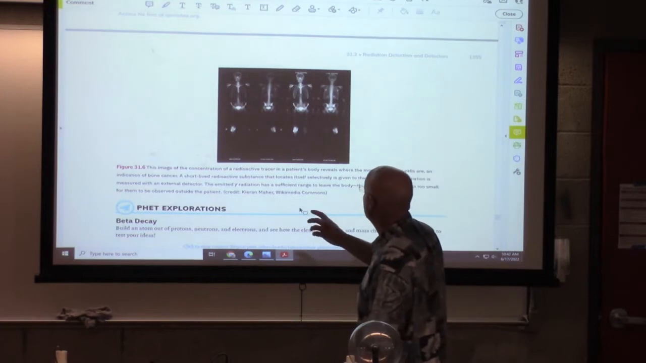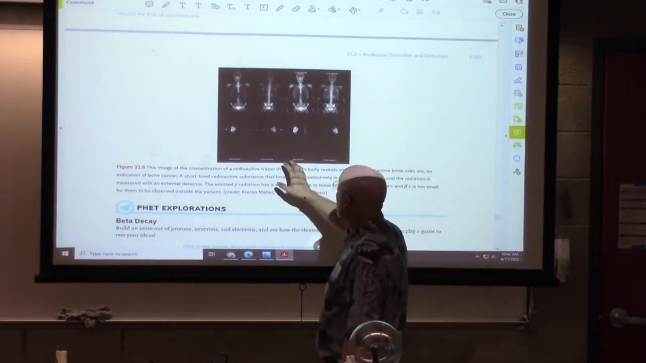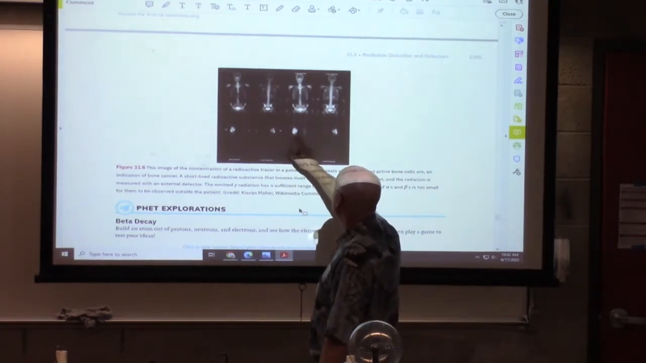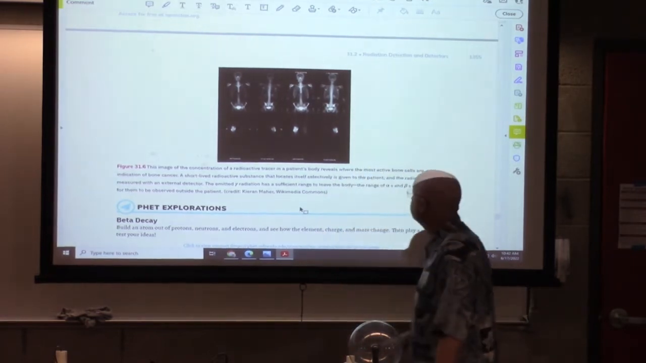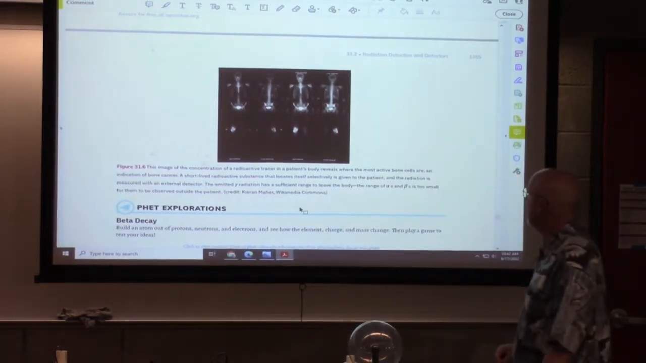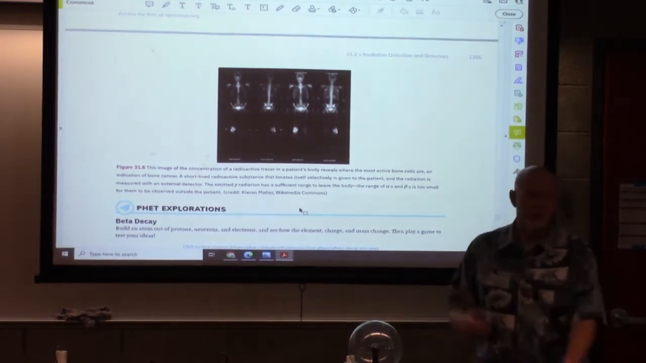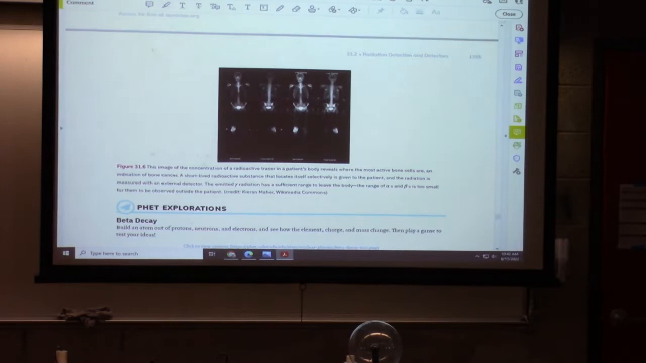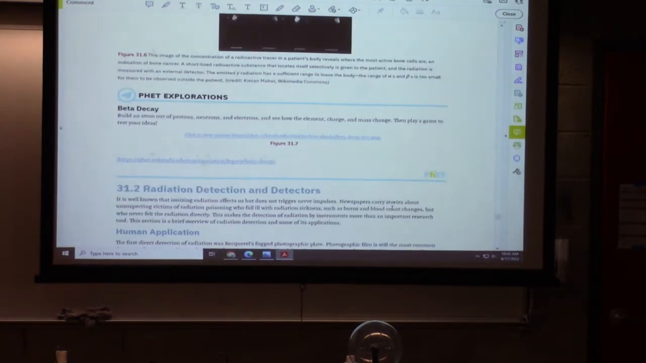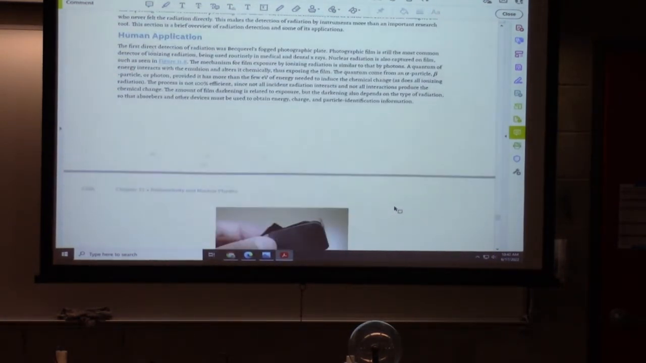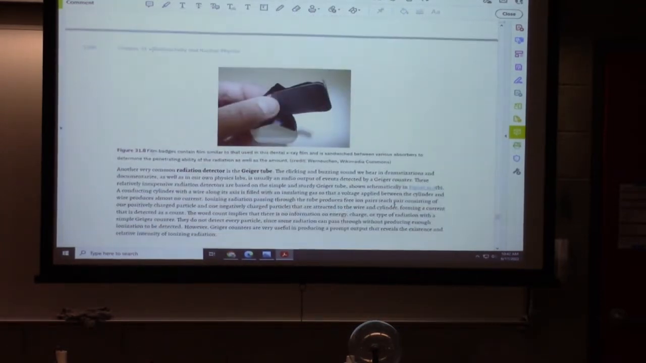And so that's what they're trying to do in this picture. They're trying to show here, okay, it looks like a lot of absorption here in the knee and here in the pelvic area. And so that's what they're using. So I thought you would at least appreciate that in terms of the radioactivity.